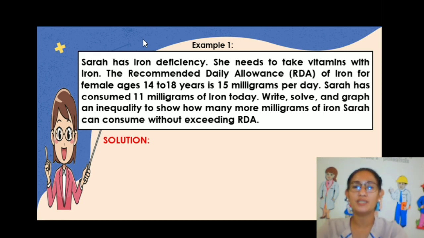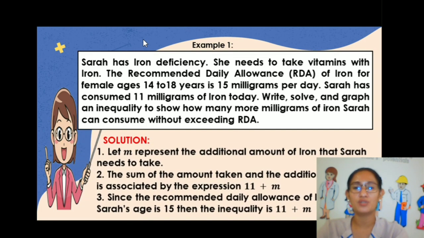Example number 1. Sarah has iron deficiency. She needs to take vitamins with iron. The recommended daily allowance or RDA of iron for female ages 14 to 18 years is 15 milligrams per day. Sarah has consumed 11 milligrams of iron today. Write, solve, and graph an inequality to show how many more milligrams of iron Sarah can consume without exceeding RDA.